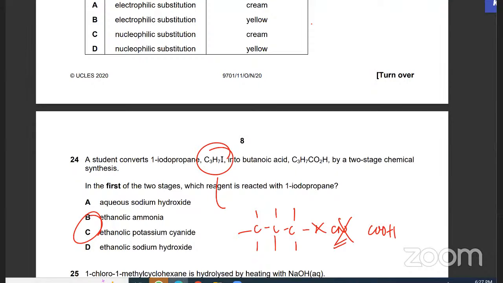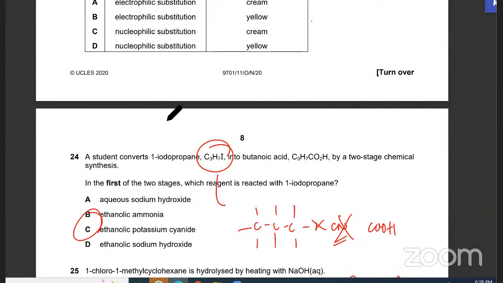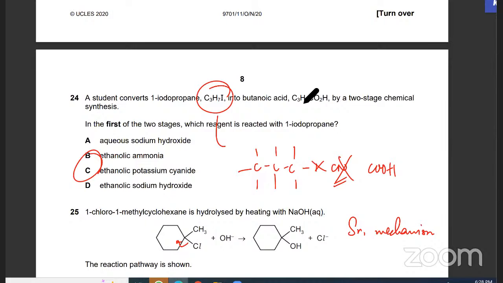Sir, which reagent will react with 1-iodopropane? We had to convert 1-iodopropane to butanoic acid. So the first step would be you take the iodopropane and replace the iodine with CN. The next step would be you take the CN and turn it into a carboxylic acid. Clear? Okay.